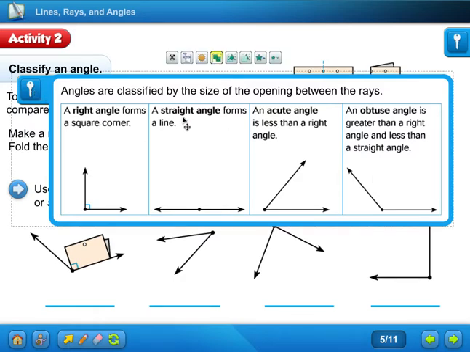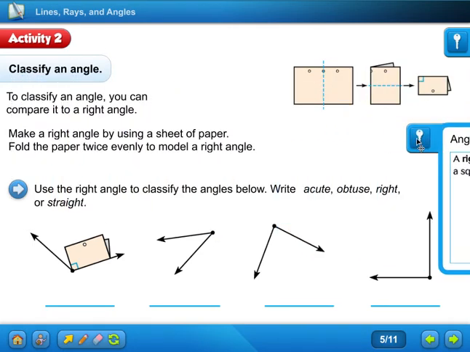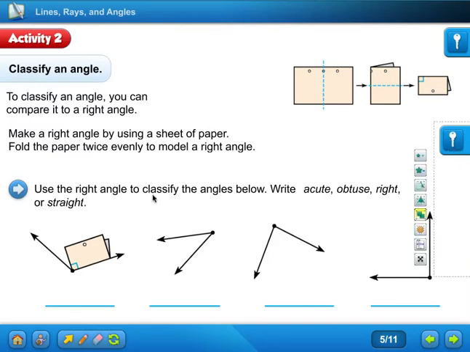We have the right, the straight, acute, and obtuse. All right, so those were our different ones. Let's put those away and let's see if we can figure out what some of these angles are. Here they say you can take a piece of paper and fold it and put it here. So here was our 90 degrees. Is this 90 degrees, which would be straight off that piece of paper?